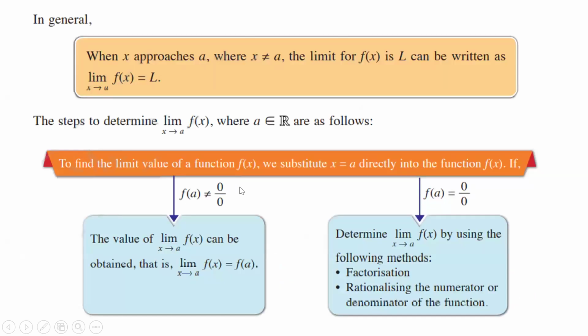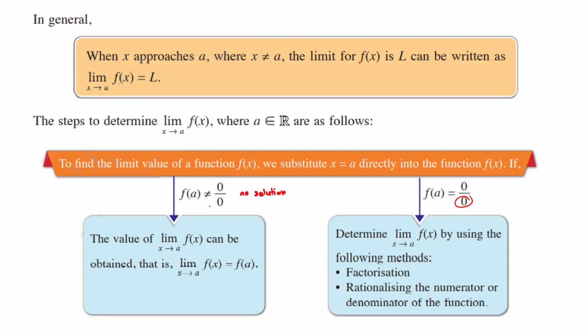For example, you may have something like this. When you substitute, right, you get 0 over 0. When you have 0 over 0, we know that it's impossible. Okay, no solution, because our denominator can never be 0. Okay, so when you have 0 over 0, this is not equal to 0 over 0 when you substitute.